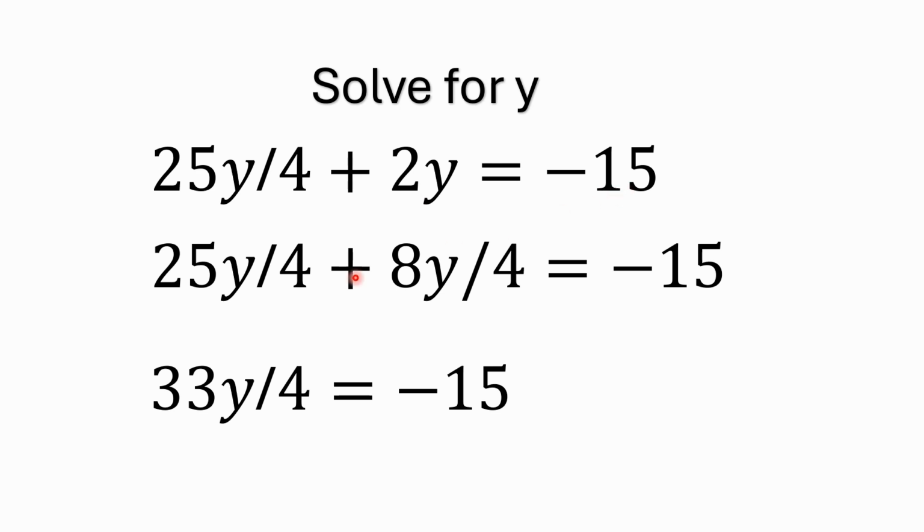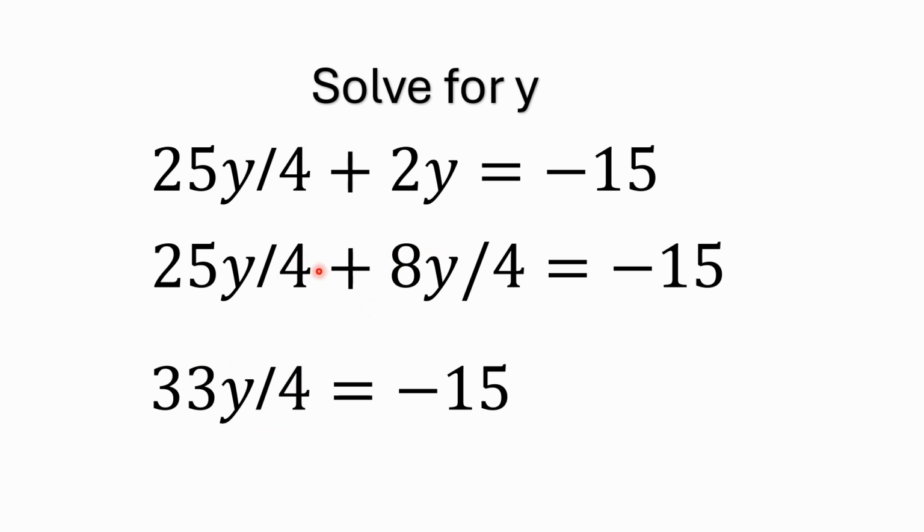Now here, I can try to simplify this. I'm not going to use decimal points. I'm going to stay with fractions here. 2y is the same as 8y divided by 4, right? This is still 2y. I'm just trying to get a common denominator here, which is 4. Denominator 4 here, denominator 4 here. So that allows me to add numerators. 25y and 8y leaves me with 33y divided by 4.